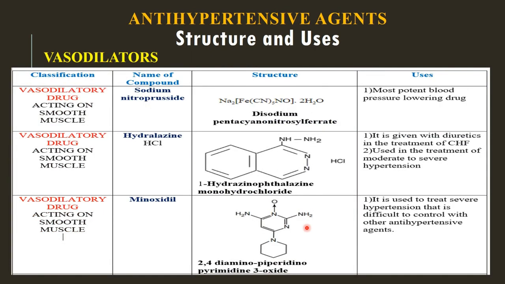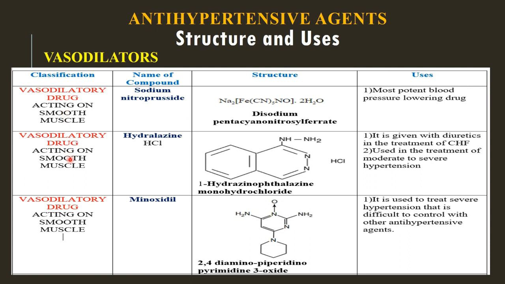The next drug coming under the vasodilators, which act on the smooth muscles, is for example sodium nitroprusside. Coming to the structure, we can see disodium pentacyano, CN five times, and then nitrosyl NO, and then Fe, ferrate. So it is disodium pentacyanonitrosyl ferrate. Uses: it is a most potent blood pressure lowering drug.